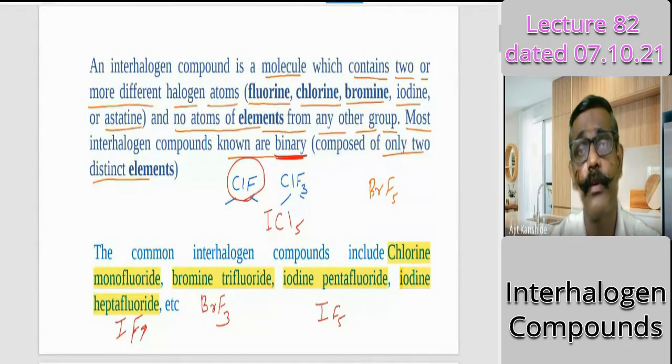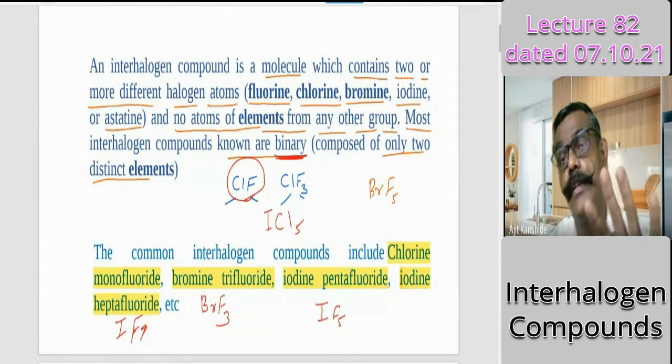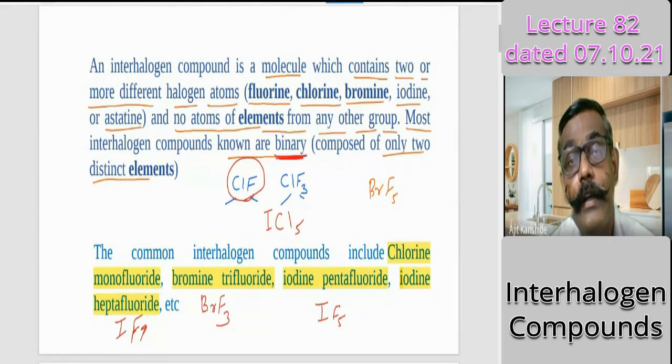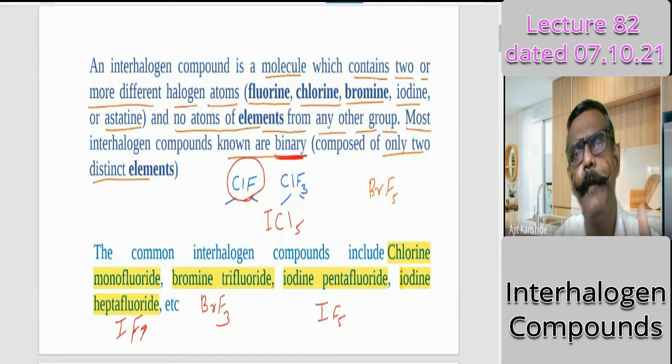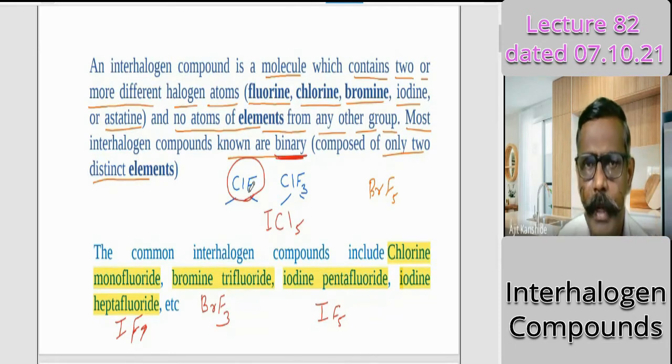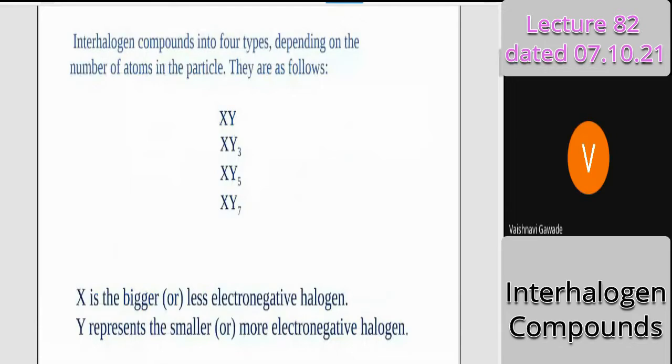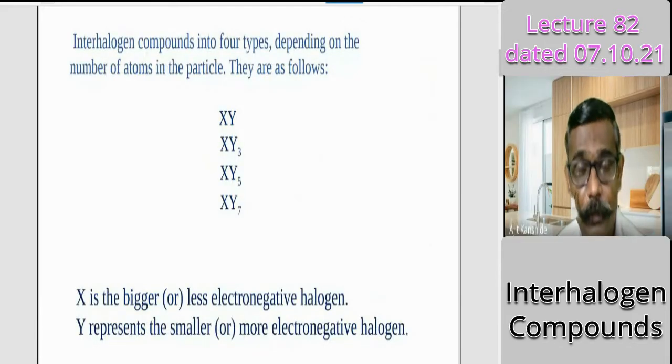Few examples are quoted here. What did I do in this portion? What are interhalogen compounds? I just put a few examples in front of you. Shall I move next? Okay, sir. Yes, very good.